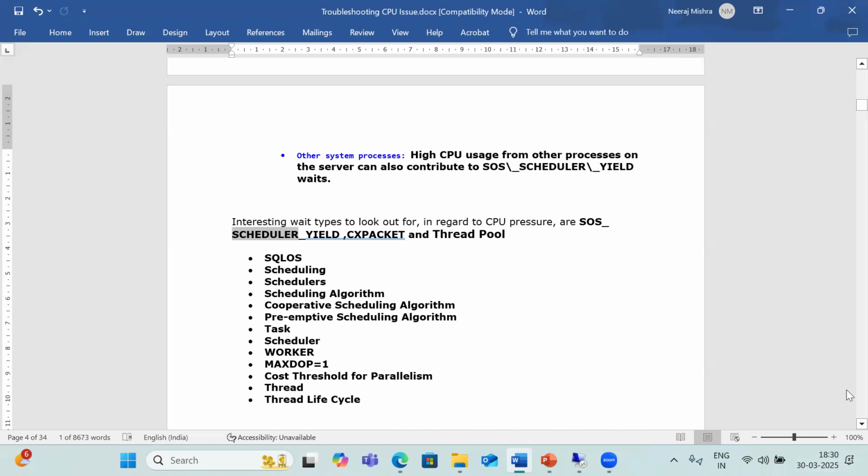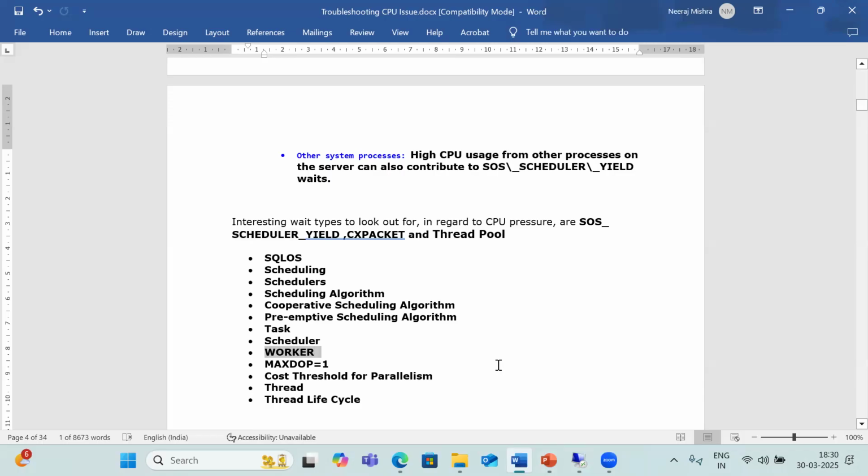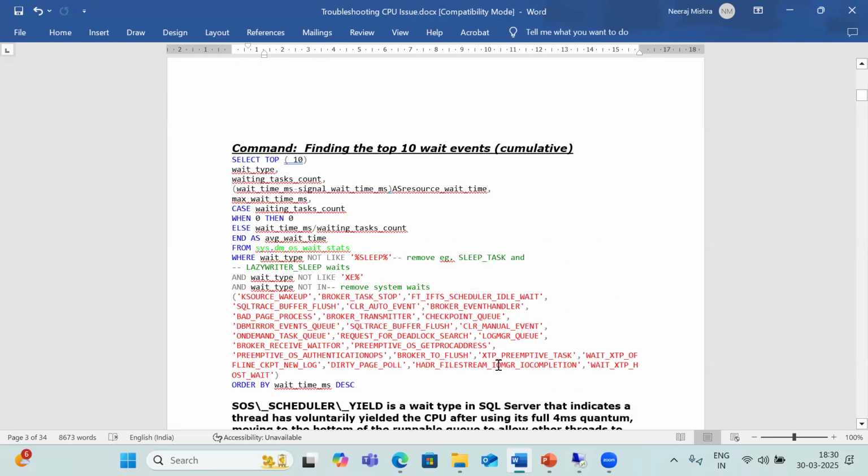So that is your SQL OS. Then SQL OS has a component called scheduler. Along with scheduler, it also has a component known as worker, right? Let me come back here to the document and show you something interesting.